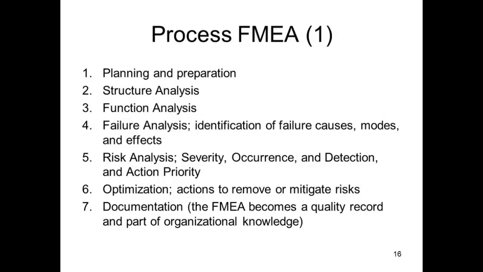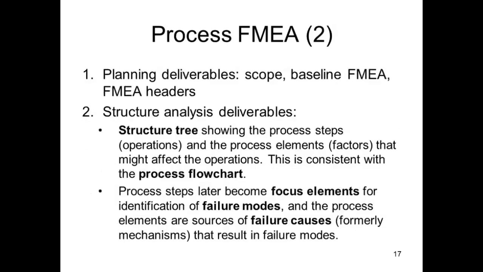Another change where it talks about identification of failure causes, that was previously known as the failure mechanism. So they just changed a little wording on that, but it's really the same thing. Planning deliverables: scope, baseline FMEA, FMEA headers. These are basically the headers of the FMEA, like who's responsible, what product line, what factory. It's essentially routine information. I'm not going to get into the details of that.